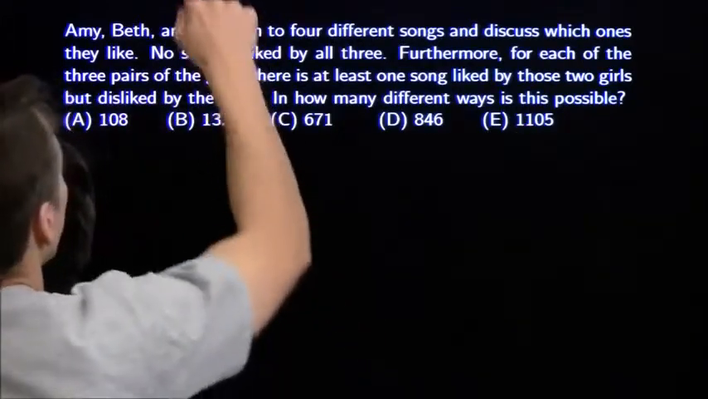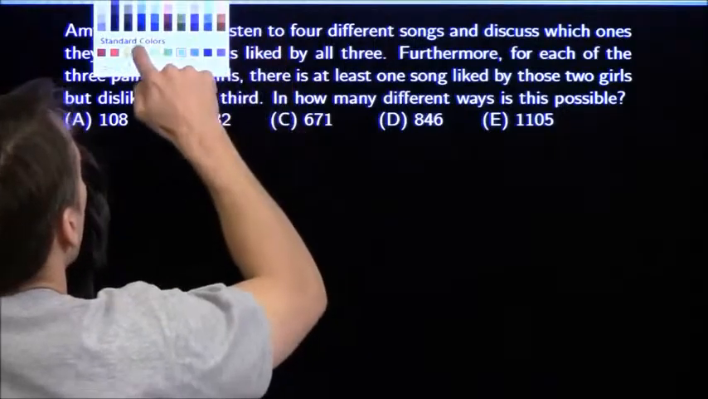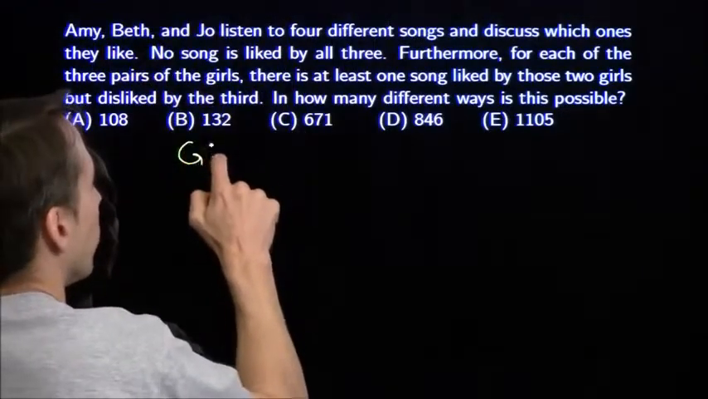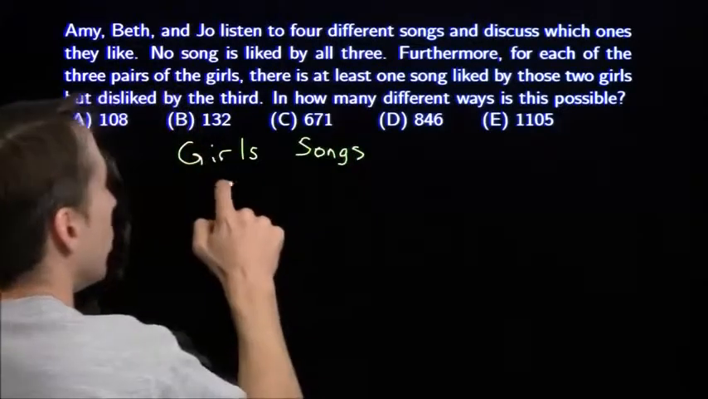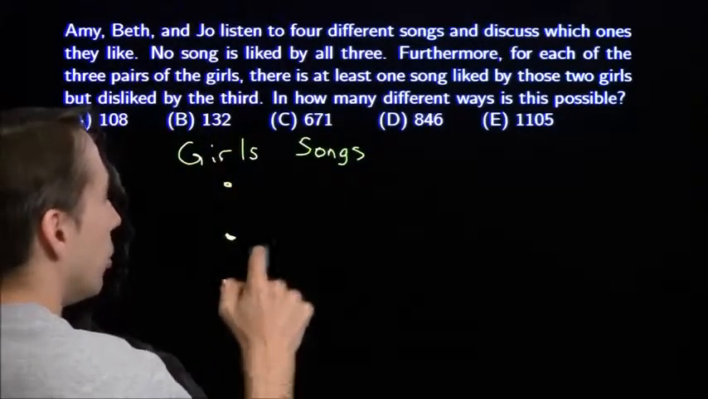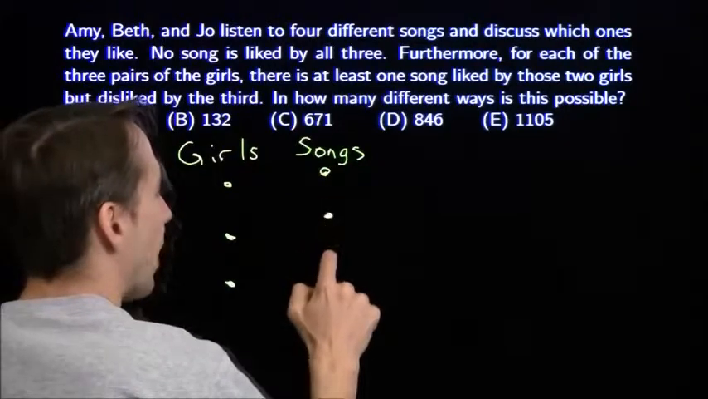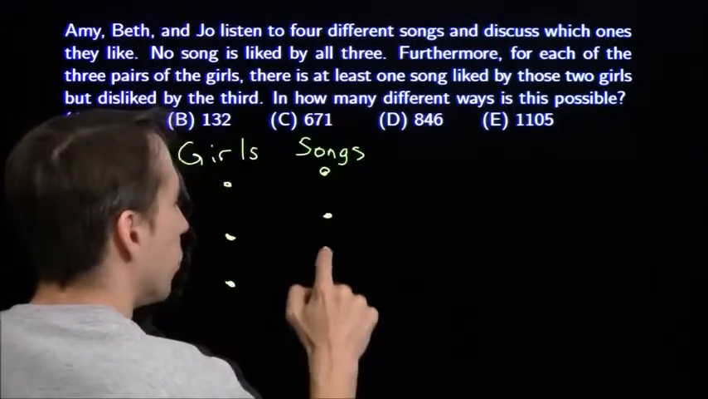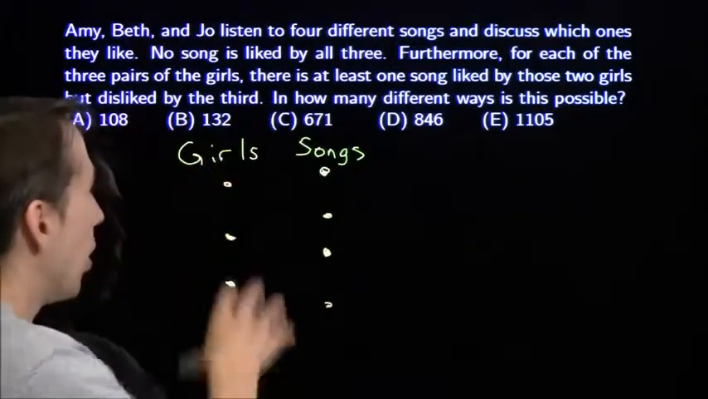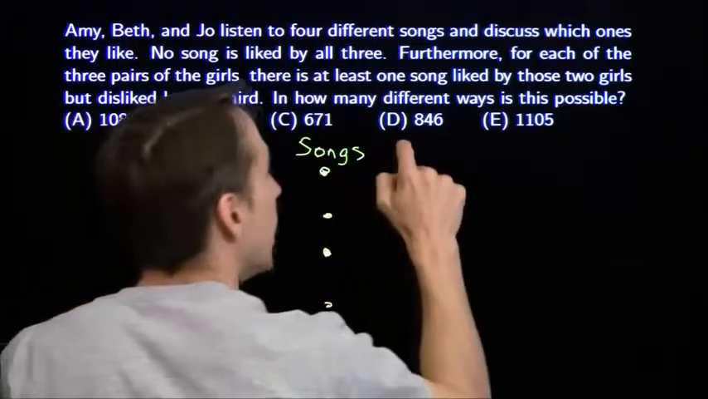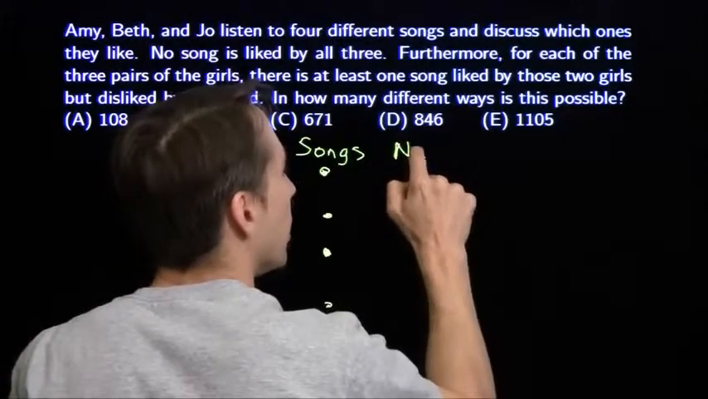Now let's take a look at our other case. Once again, we draw a picture. Girls, songs. 3 girls, 4 songs. We call these pictures graphs. Big, rich area of math called graph theory. It has to do with drawing graphs, points, connections. Here we have no pair likes 2 songs.